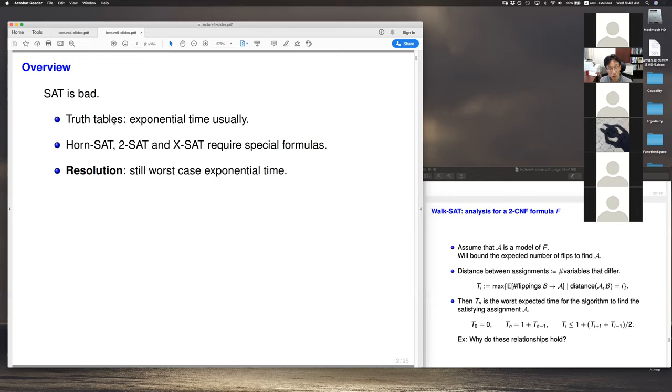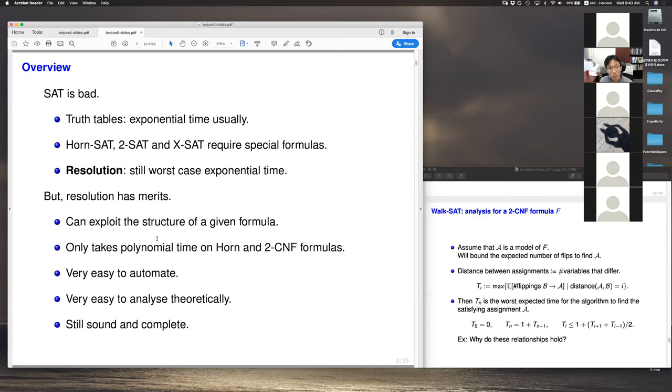Okay, so it happens that resolution is one such method. It takes exponential time in the worst case, but in many good cases, it performs pretty well. It's an algorithm that can exploit the structure of a given formula, and it takes polynomial time if we give Horn or 2-CNF formulas to it. That's a bit surprising. The algorithm is not designed specifically for Horn clauses or for 2-CNF, but it takes polynomial time for such formulas. I mean, you can check the satisfiability of such formulas in polynomial time.